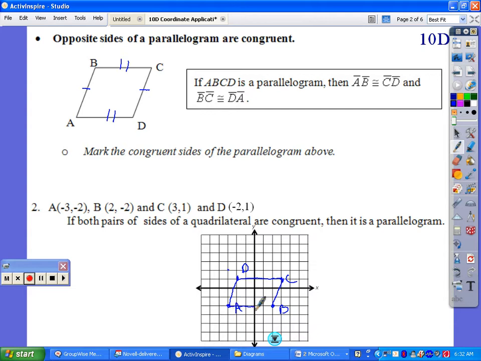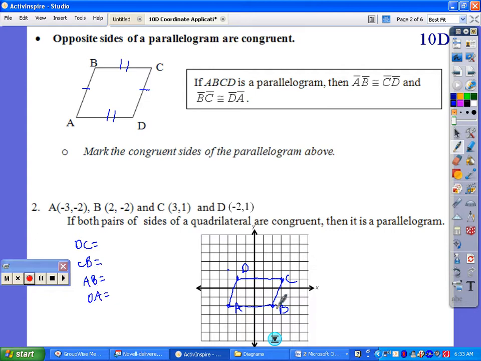So our goal for these is we're going to prove that this is a parallelogram based on the fact that both pairs of opposite sides of a quadrilateral are congruent. So we need to show that DC is congruent to AB and AD is congruent to BC. So in order to do that, we need to find the distance or the length of each side. So we need to find the length of DC, CB, AB, and DA.